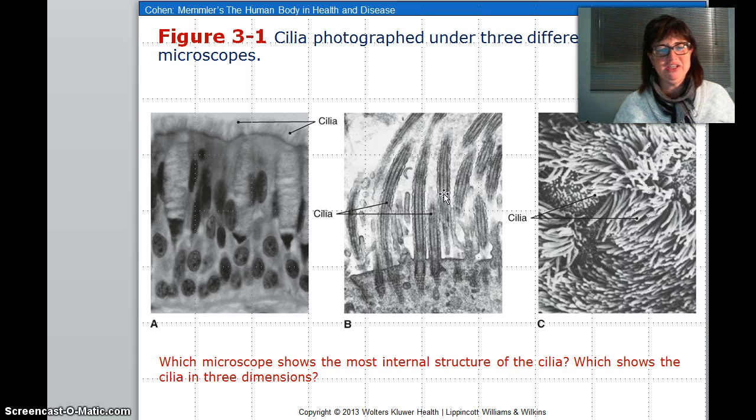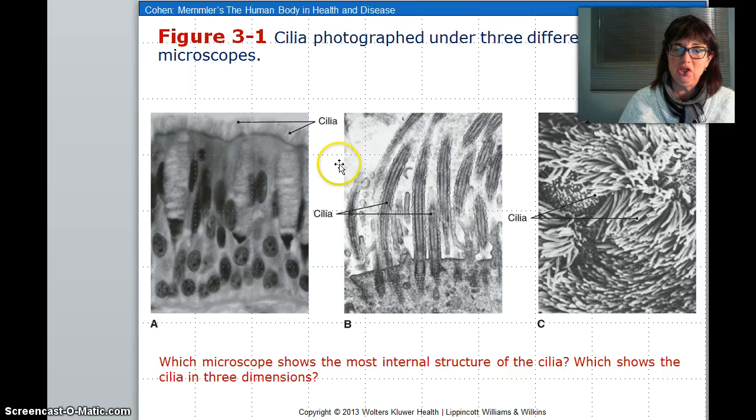You can tell the difference between our transmitting and our scanning. Scanning is more three-dimensional. Okay, light microscopes use light for resolution, and scanning electron microscopes use electrons for resolution. There's a little bit more about microscopes and cell anatomy in a video called Discovering the Cell, an older video, but it's very good. I'll put that link up later on.